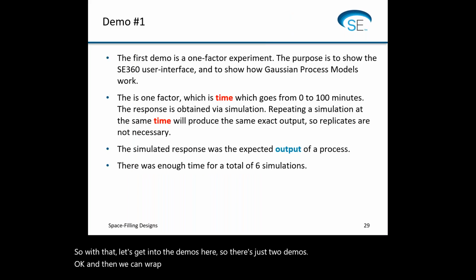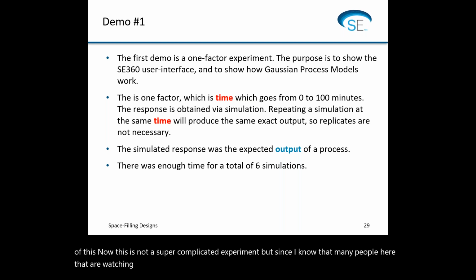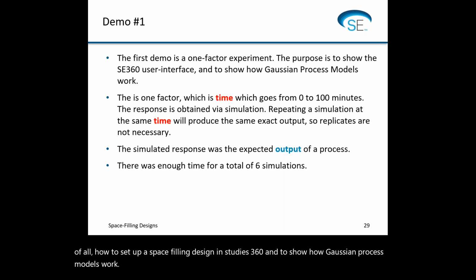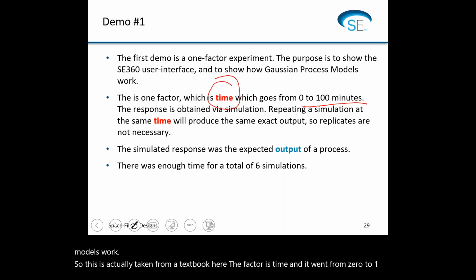So the first demo is a one-factor experiment. Now this is not a super complicated experiment, but since I know that many people here that are watching are fairly new to this topic, the purpose of this is just to show, first of all, how to set up a space filling design in Statist 360, and to show how Gaussian process models work. This is actually taken from a textbook. The factor is time, and it went from 0 to 100 minutes.